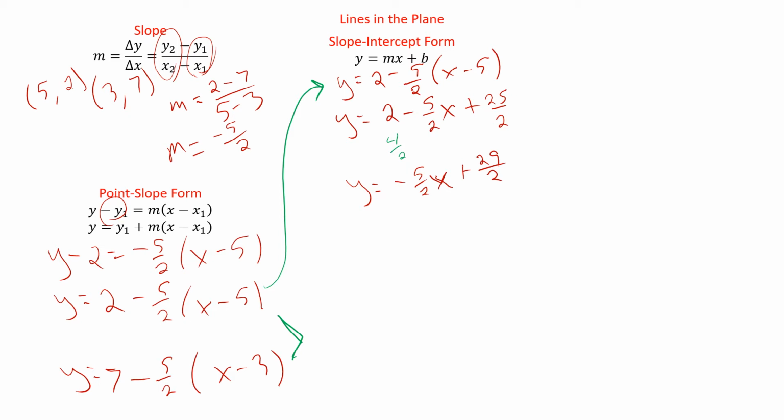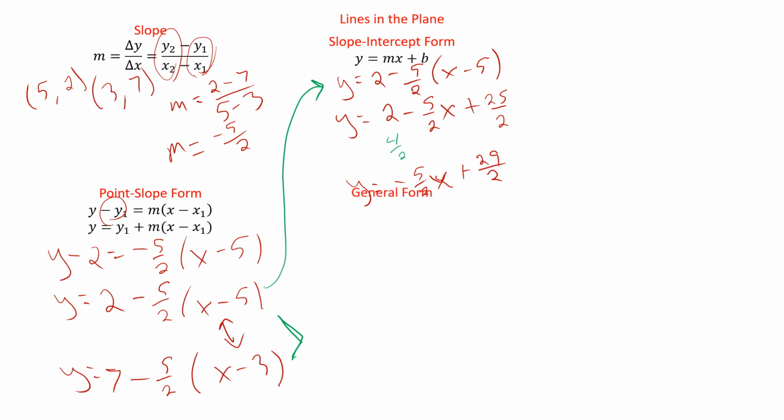Now, it doesn't matter which one of these two equations we started with, this would be the same, because this line has a y-intercept and it has a slope. And that's what this has. The other one relies on a point on the line, as opposed to this one, which relies specifically on the y-intercept.